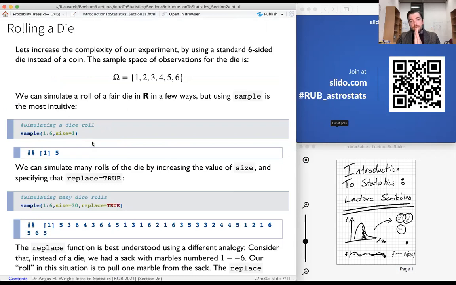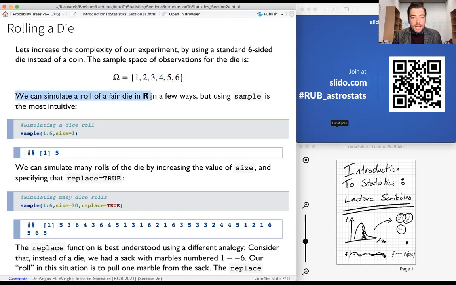Let's increase the complexity of our experiment a little bit. We just looked at the toss of a fair coin, which has 2 possible outcomes: a head or a tail, 1 or a 0. If instead of tossing a coin, we now talk about rolling a die. Everyone's familiar with a 6-sided die. I'm sure everyone's played a board game at some point in their life. And the sample space of a fair 6-sided die is these values: 1, 2, 3, 4, 5, 6, with some probability that we don't know yet.